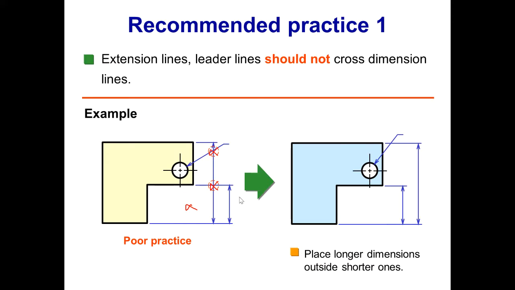Now this issue can be solved if you place the longer dimension outside the shorter ones. The first dimensions that come should be shorter, and the later dimensions that come should be longer. So in this way your leader line or your extension line will not cut the dimension line.